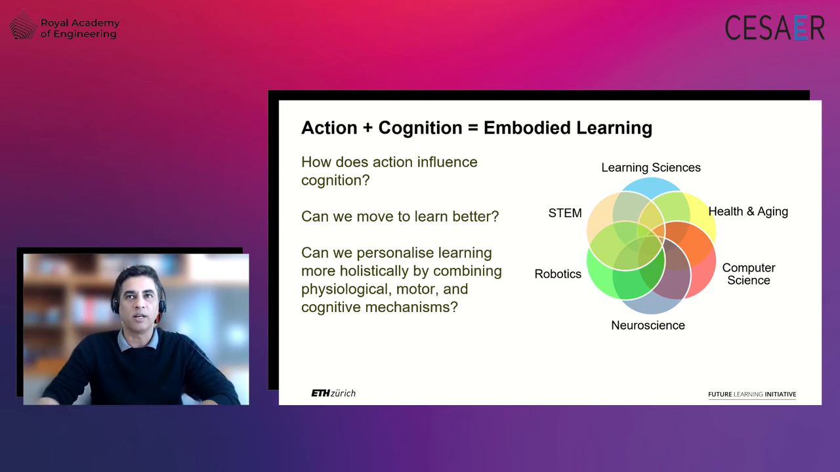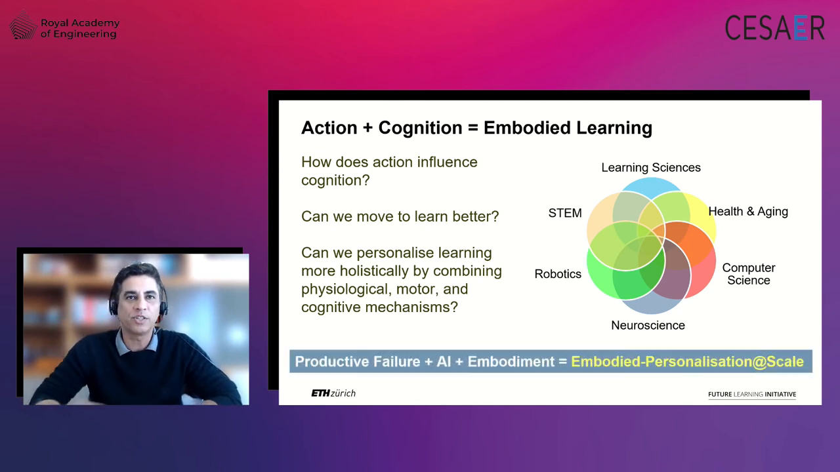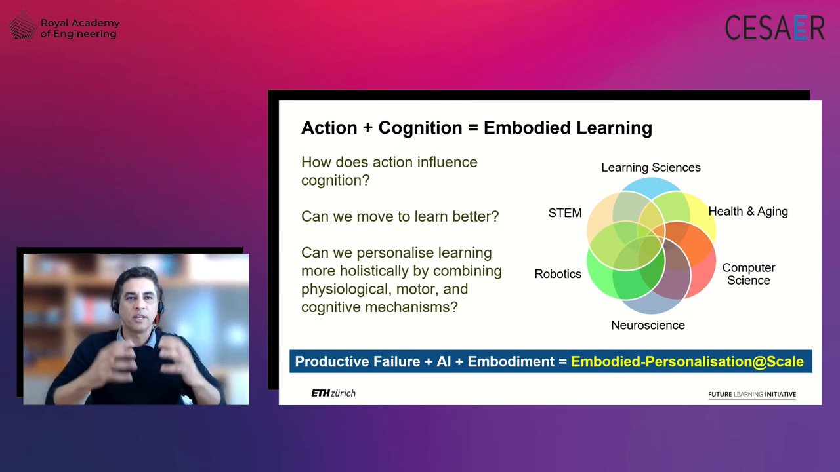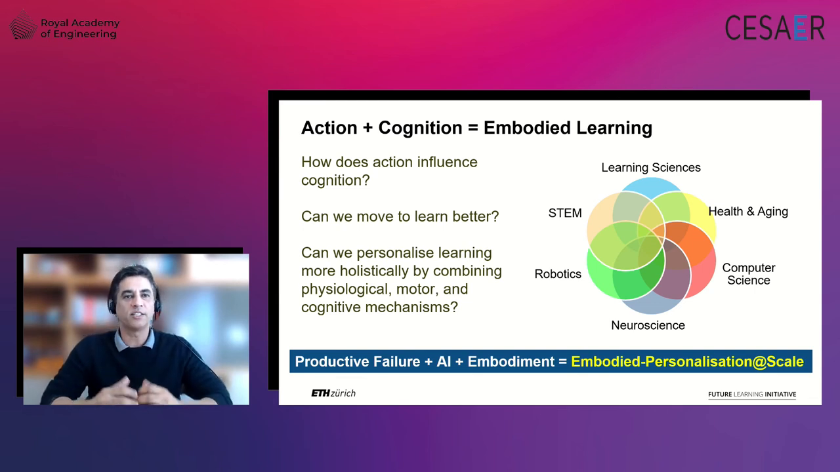So to end with the final equation: let's take new models of learning such as productive failure, marry them with advances in general artificial intelligence, and combine that with embodiment, or embodied cognition and learning, to build not just personalization at scale, but embodied personalization at scale. Thank you.